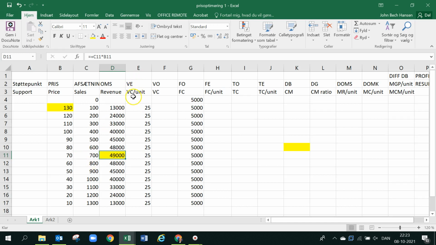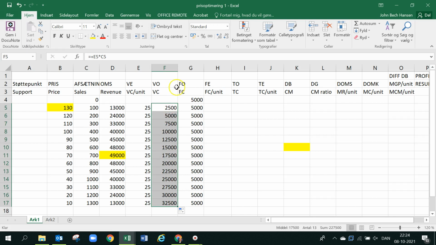Now we have estimated that the variable cost per unit is 25, so I can calculate the total variable cost, and that is the cost per unit, of course, multiplied by the number of sold units. And I can copy that down. And the fixed cost is not changing. So if I produce or sell nothing, the fixed cost is 5,000. And if I sell 1,300 units, the fixed cost is 5,000 for this specific period of time.